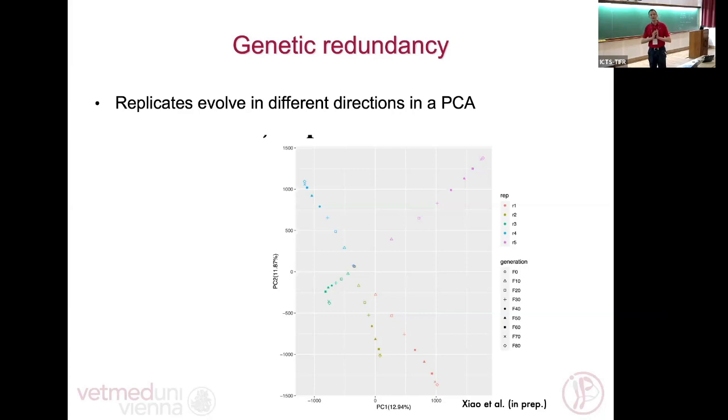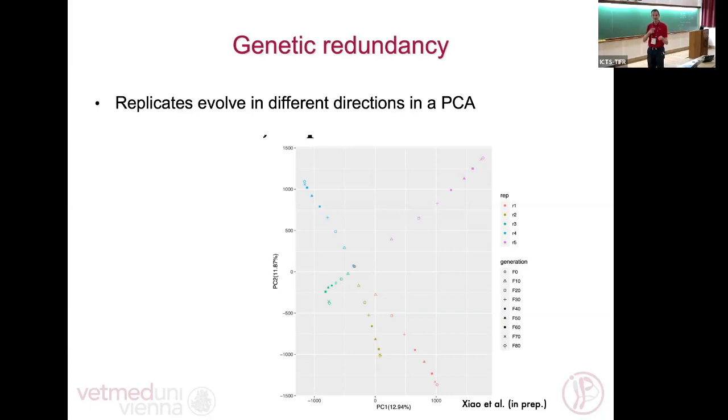No, it's the same environment, the same founder, but just replicate populations. So you basically have replicates. They evolve in parallel in the same environment, but from the same founder. Yes, also before. It was the same founder doing different things, having phenotypic convergence, but on the genetic level, they do different things. That's the idea of redundancy.